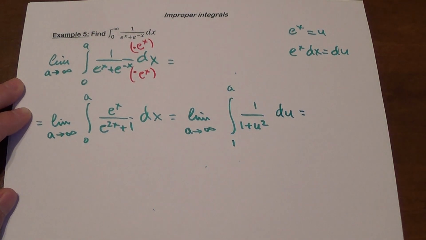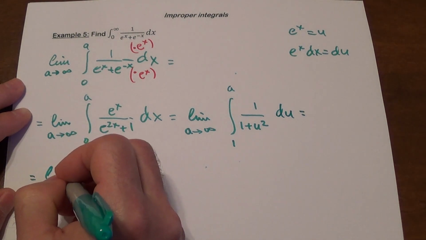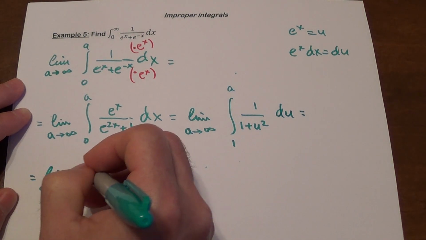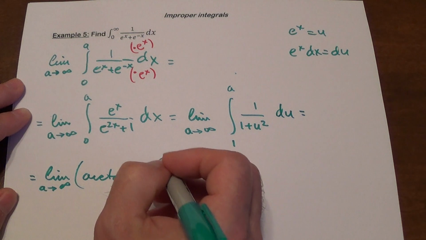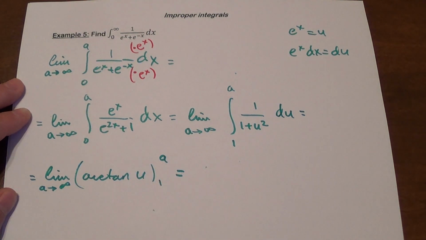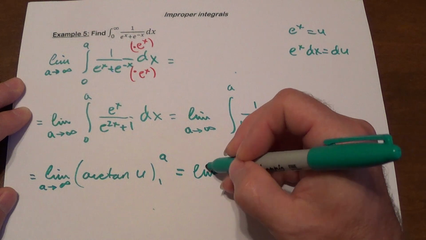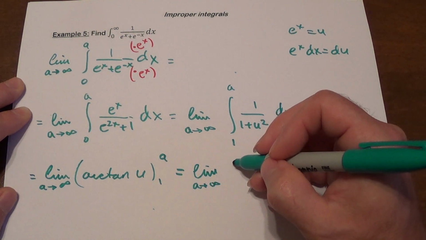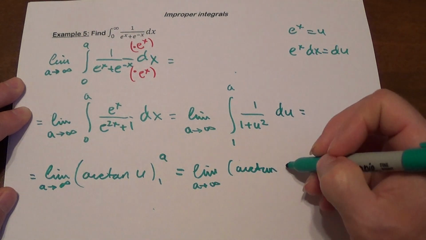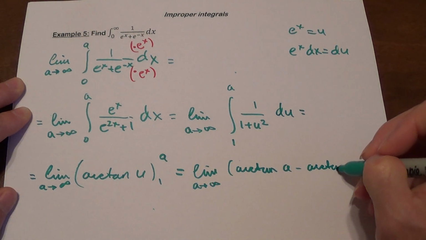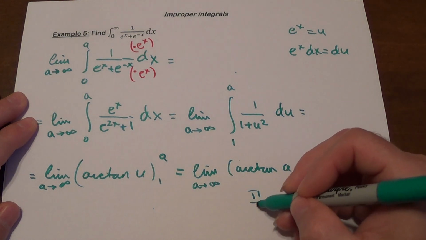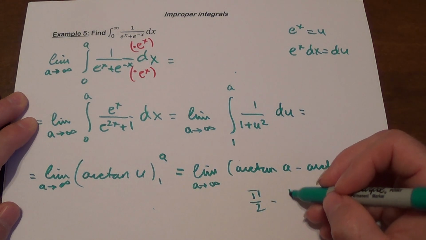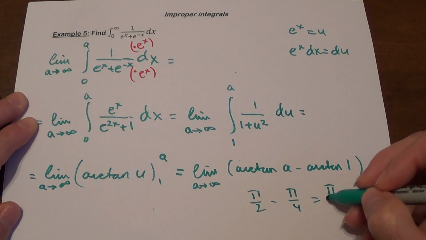Du, that is going to give us the limit as a approaches infinity of arctangent u going from 1 to a. So it's the limit as a approaches infinity of arctangent a minus arctangent 1. Arctangent of infinity is pi over 2, and arctangent 1 is pi over 4. So it's going to give us pi over 4.